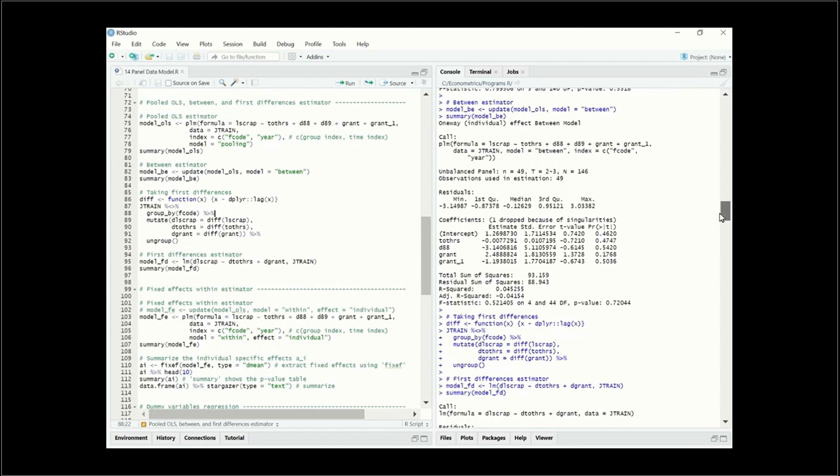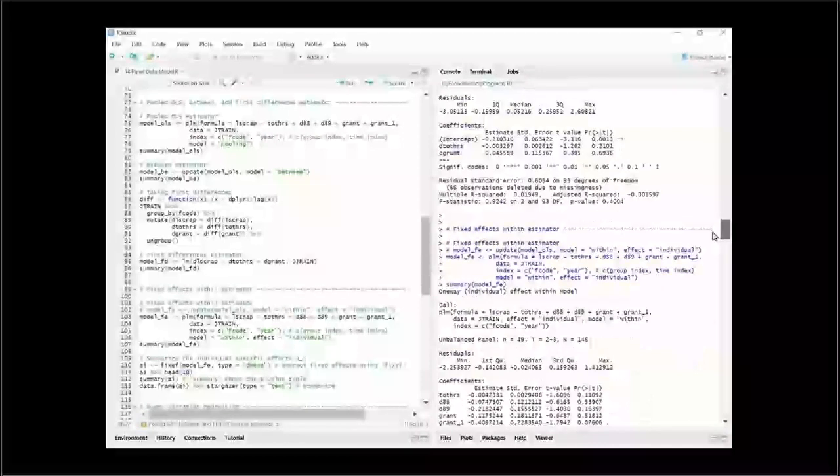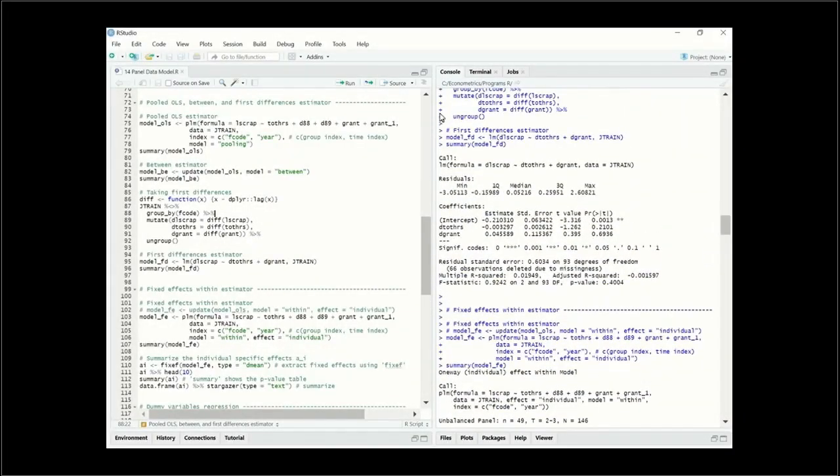So here, these are the results that we see as far as estimation for the first differences estimator. Here we have several of the coefficients listed. For this coefficient, we would say that if the total hours of training increased by 1 hour from one period to the next, then the scrap rates would fall by 0.3% for the firm. But this effect is not significant in this case.